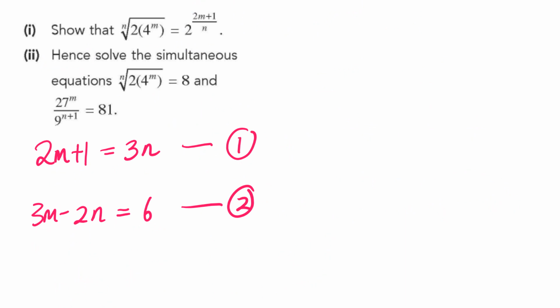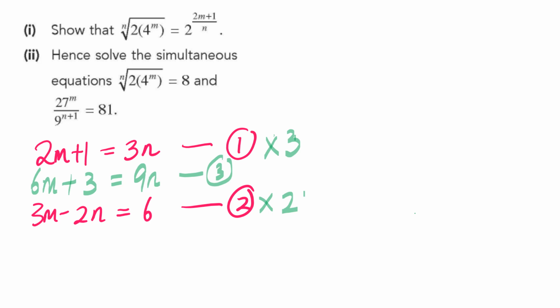Right, I'm going to eliminate m, which means I'm going to take equation 1 and multiply by 3. So 2m times 3 will give me 6m. 1 times 3 will be 3. 3n times 3 will be 9n. I'm going to call this equation 3. And then for equation 2, I'm going to multiply it by 2. So I would have 3m times 2, 6m, 2n times 2, 4n, 6 times 2, 12, and I'm going to call it equation 4.